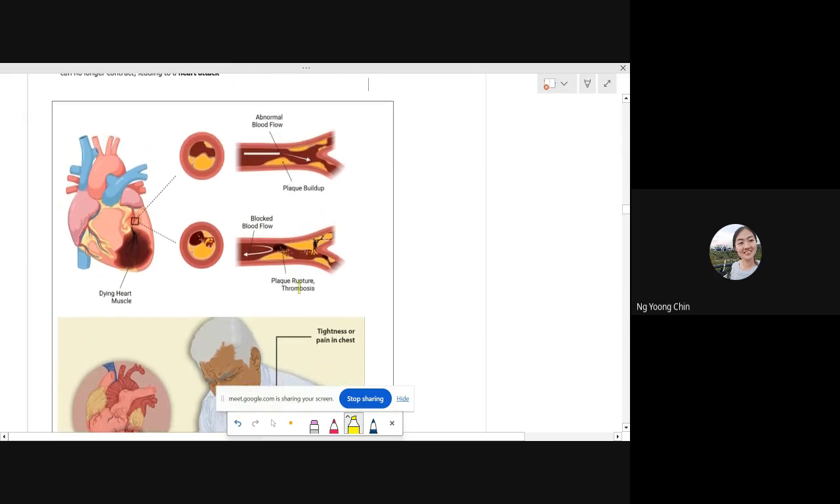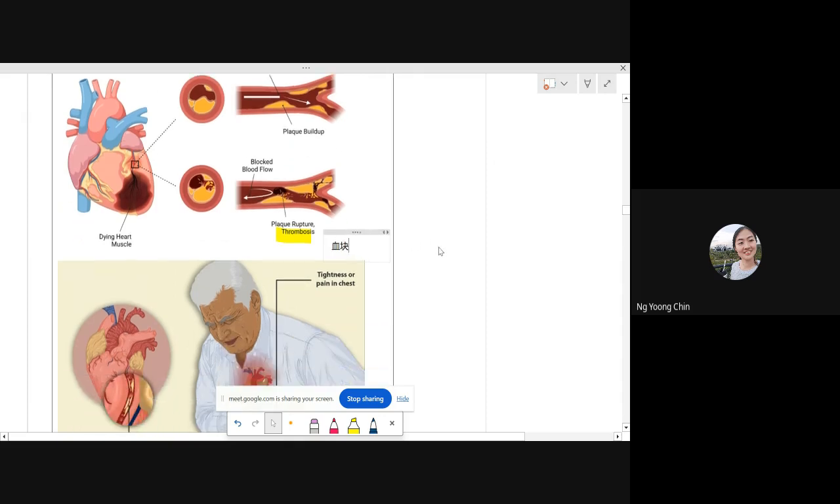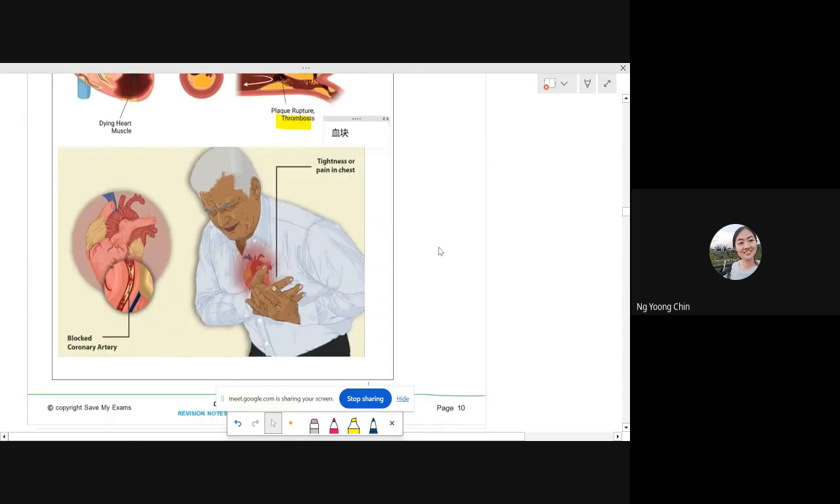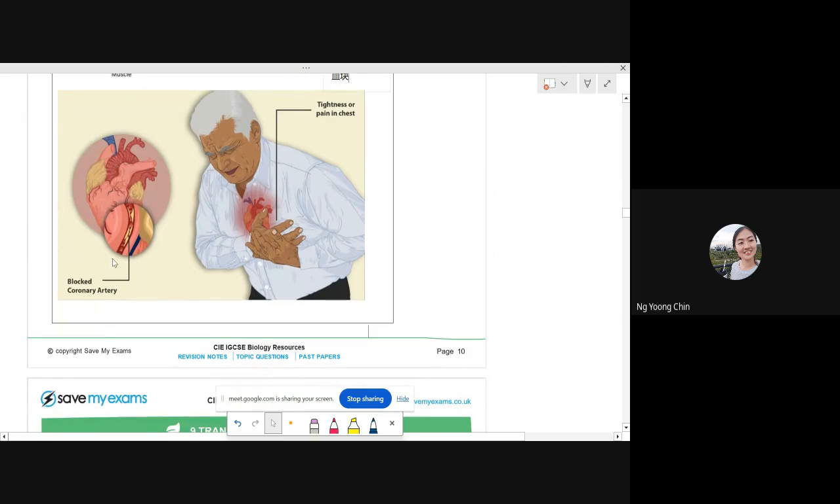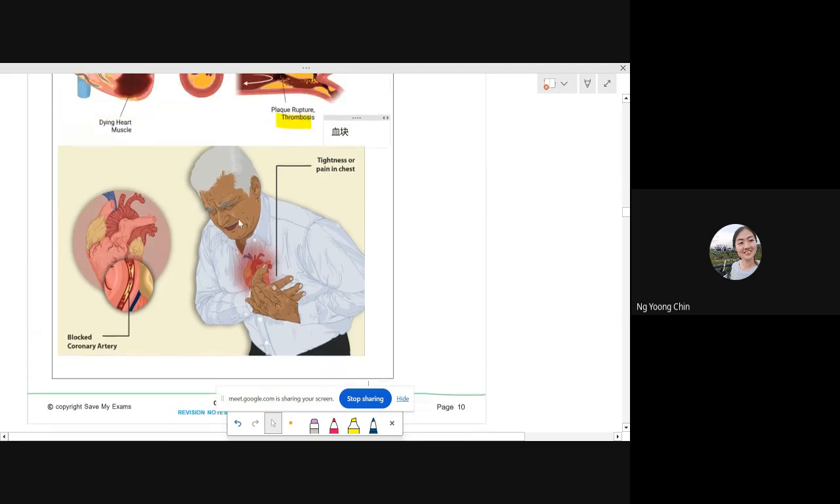Sometimes they will form thrombosis. Thrombosis means 血块, the blood clot. Because this blood clot is also very dangerous. It will be stuck within the blood capillary, which is smaller in lumen. So this is very dangerous, very, very risky. It means that if you have a block in your coronary artery, you will be having chest pain, heart attacks.